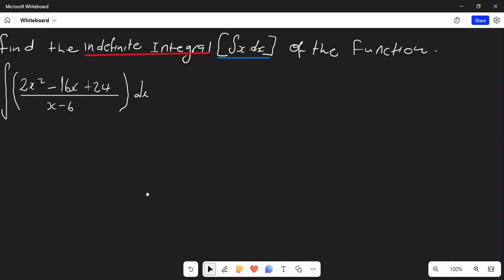Today on this video we will be doing this function here. We'll be finding the definite integral of the function that you see here. Guys, if you think you can solve this problem, you can pause this video and solve it, and let's see at the end of this video if you'll be able to get the answer that I got.